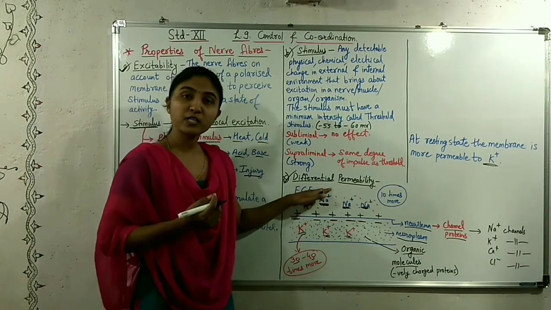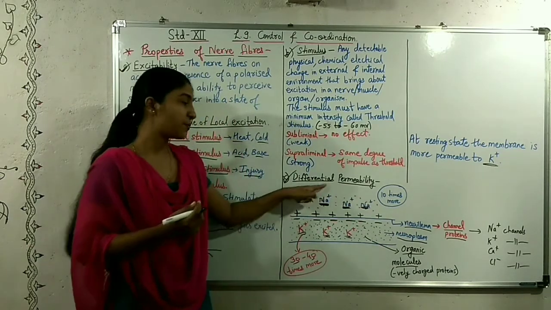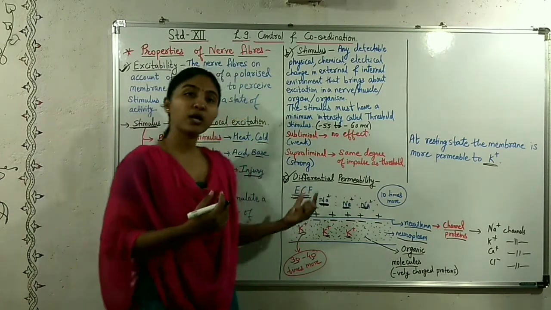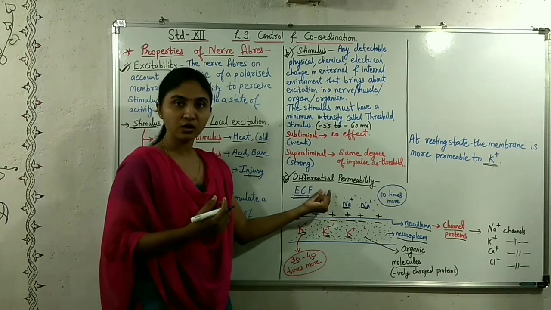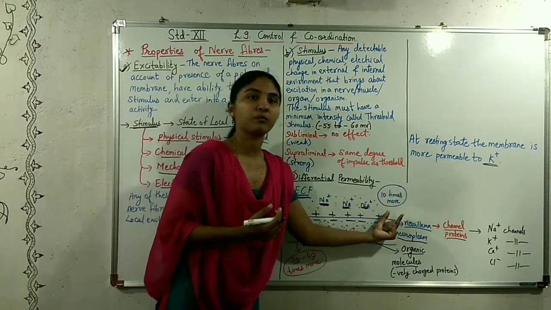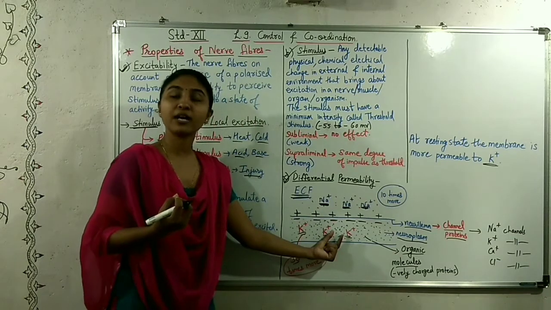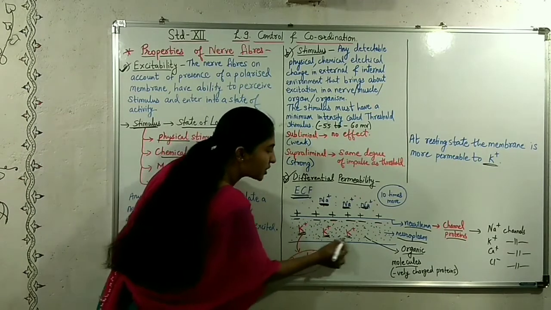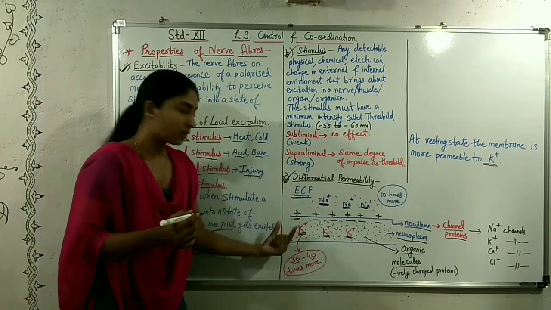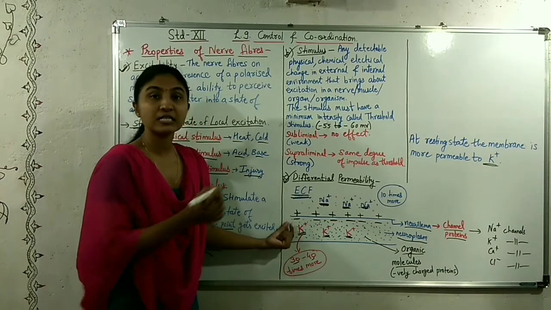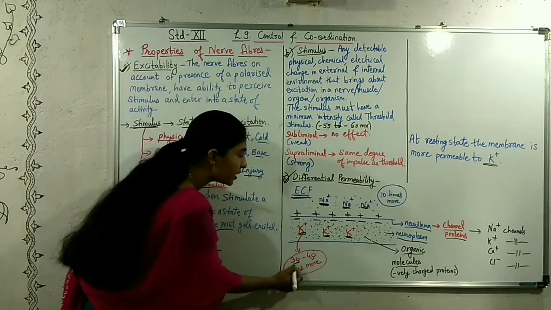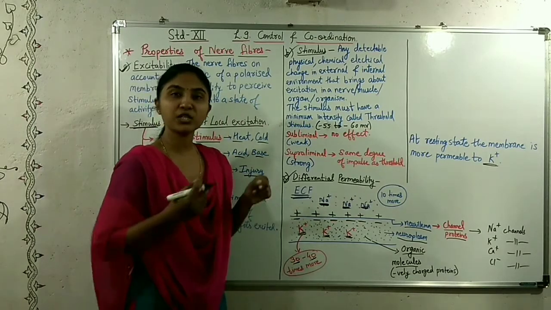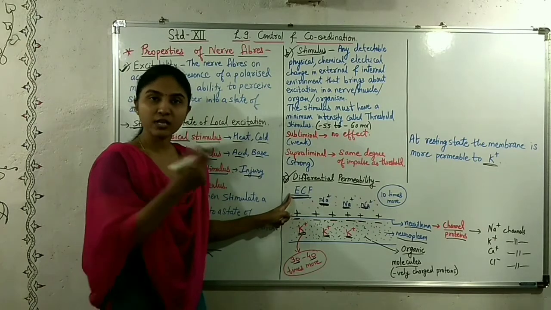But the difference is that the concentration of sodium ions in the extracellular fluid is 10 times more than the concentration of sodium ions in the neuroplasm. Whereas in the neuroplasm, potassium ions are present. The concentration of potassium ions inside the neuroplasm is 30 to 40 times more as compared to the concentration of potassium ions inside the extracellular fluid.